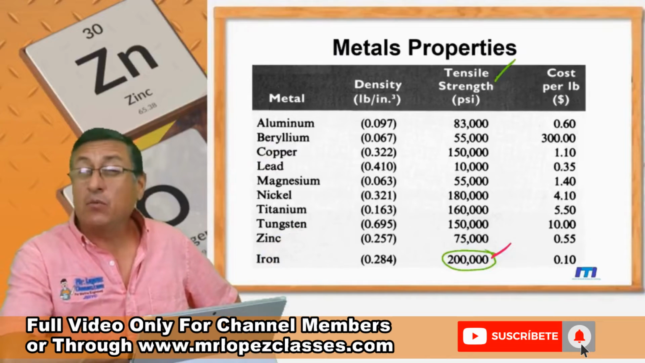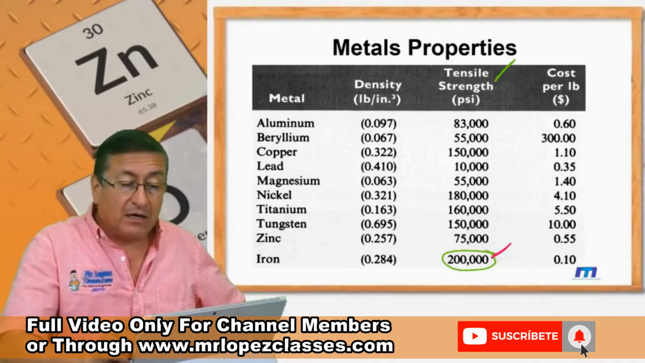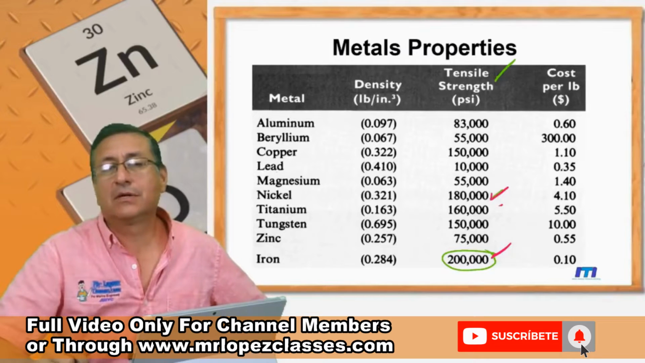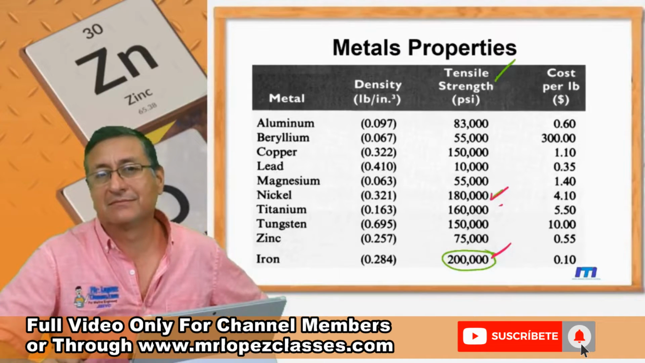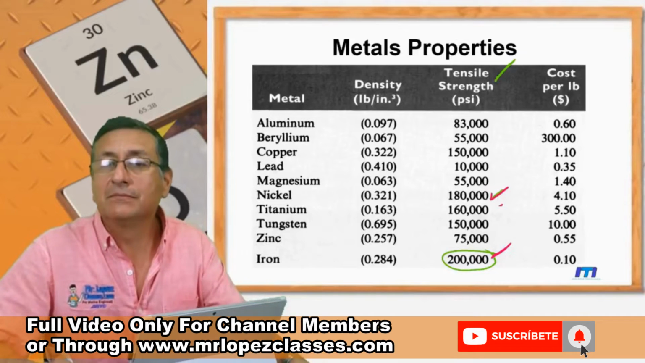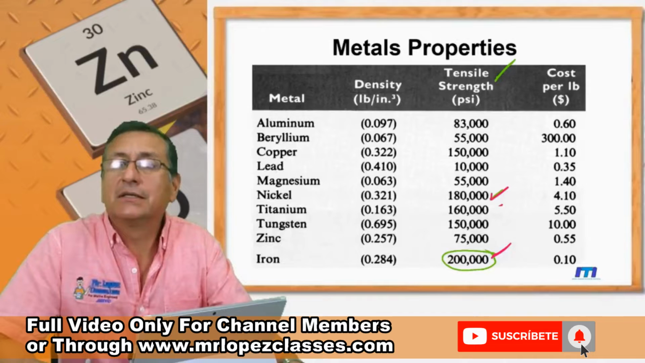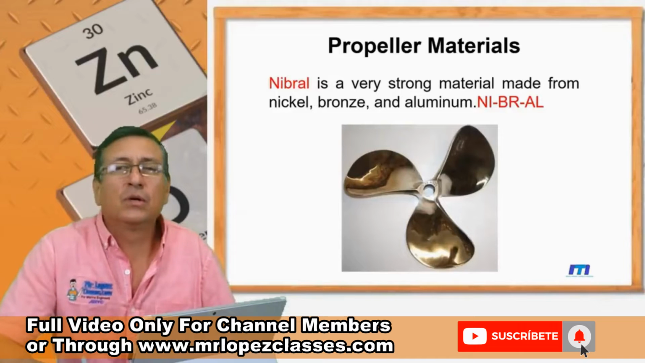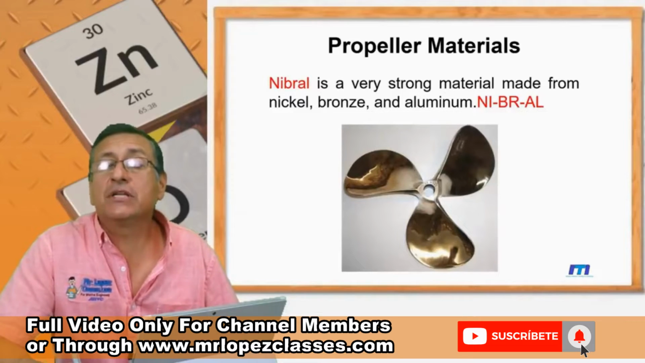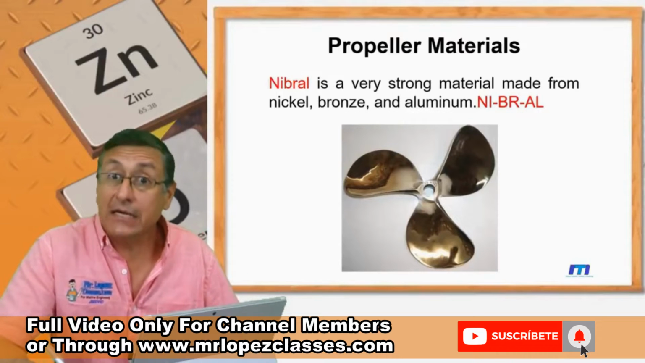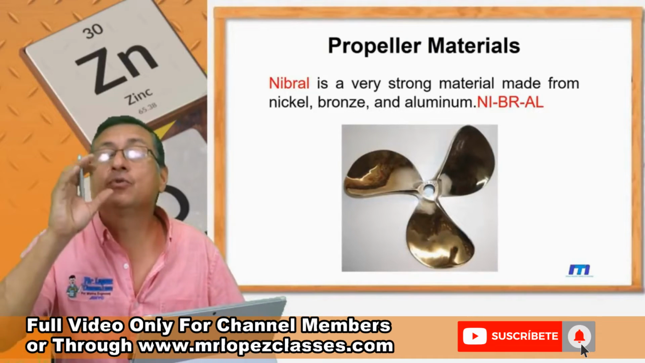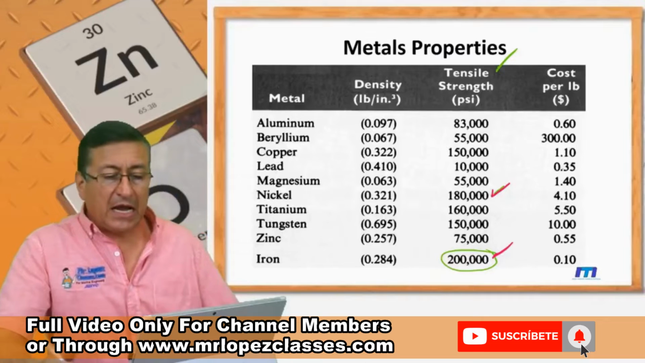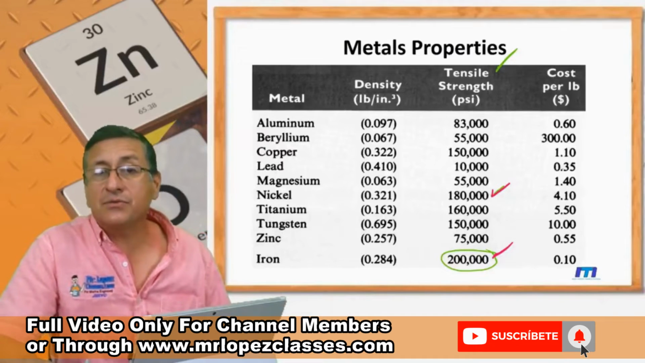What is the second one with high tensile strength? Nickel. For that reason, the alloys of metals with nickel have excellent tensile strength. You remember nibral? The alloy of the propellers is nickel, bronze, and aluminum. That alloy has a tensile strength superior to steel. Yes, the propellers in nibral have superior tensile strength than steel. And what is the metal with less tensile strength?